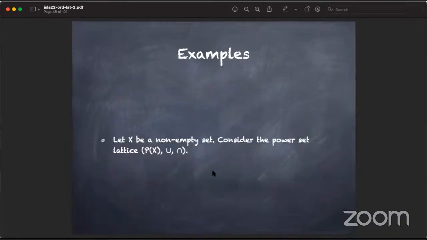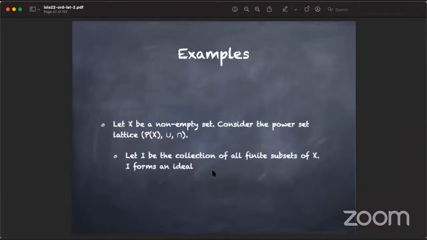Now here are some other examples of ideals. Take the power set lattice with union and intersection, which correspond to our join and meet. Now take the collection of all finite subsets. Then it also forms an ideal. Why? Because the union of two finite subsets is finite, and any subset of a finite subset is also finite.